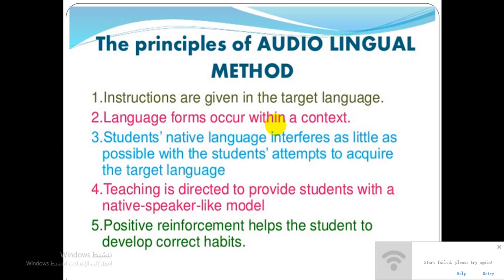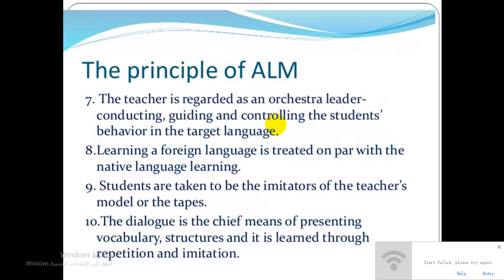Other principles of the method are that the teacher is regarded as an orchestra leader, conducting, guiding, and controlling the students' behavior in the target language. Learning a foreign language is treated on par with native language learning. The students are taken to be imitators of the teacher's model or the tapes. The dialogue is the chief means of presenting vocabulary and structures, and it is learned through repetition and imitation.